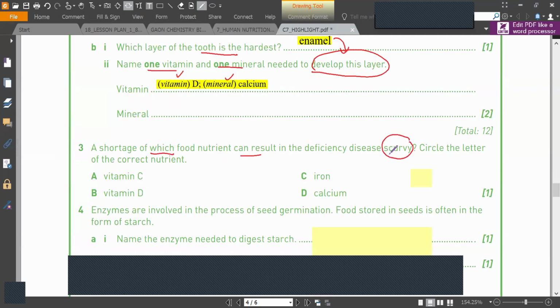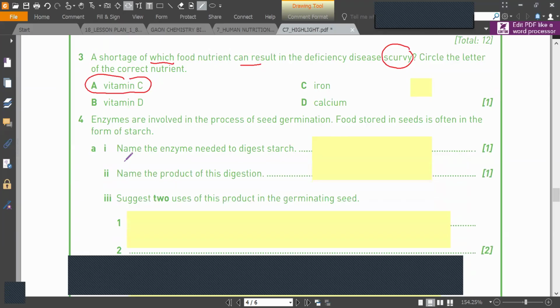We know that it is vitamin C. So a lack of vitamin C will cause scurvy. Okay, next. Enzymes are involved in the process of seed germination. Food stored in the seeds is often in the form of starch. So if we have the seed and we want it to grow, germination, we have a storage of food in the seed, in the form of starch.